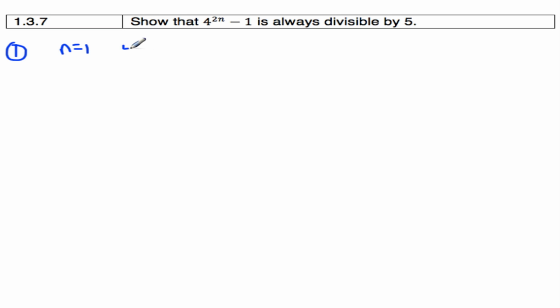So we have 4 to the 2 minus 1. So then we have, this is 16 minus 1, which is 15. And this is 5 times 3. Now the last step, of course, is pretty obvious. 15 is divisible by 5, but you have to show it as a product of 5 times another number. And that should be your last step for step number 1.